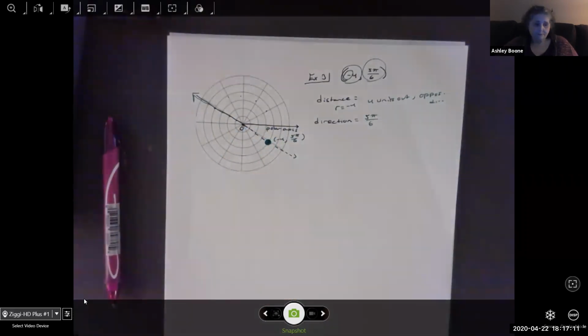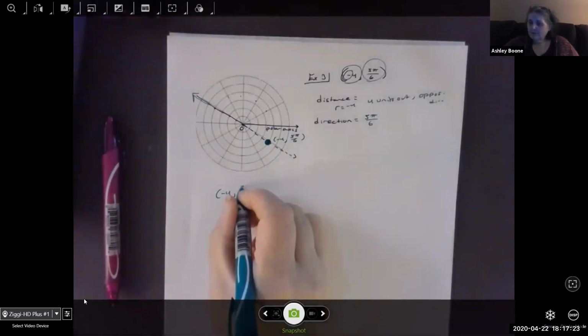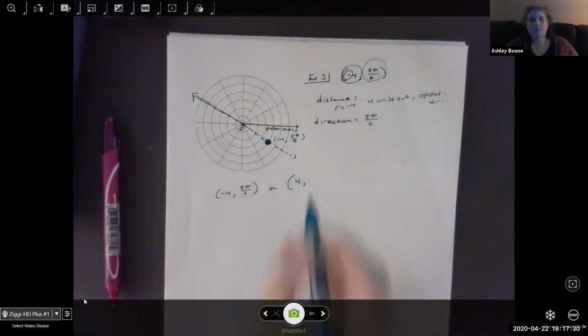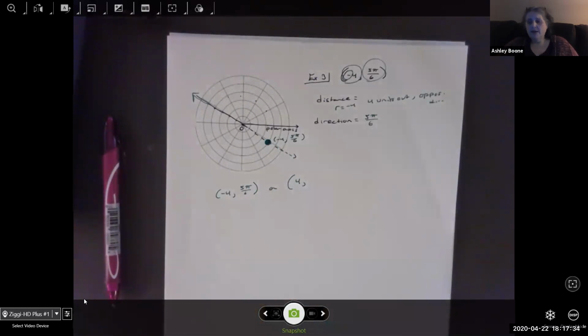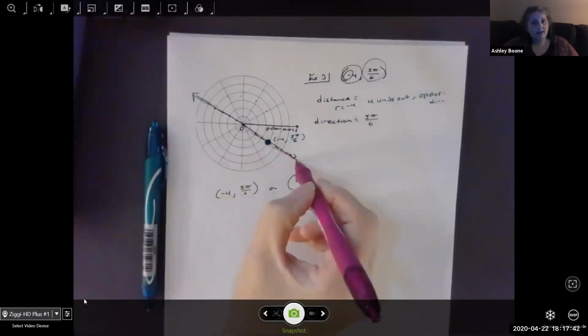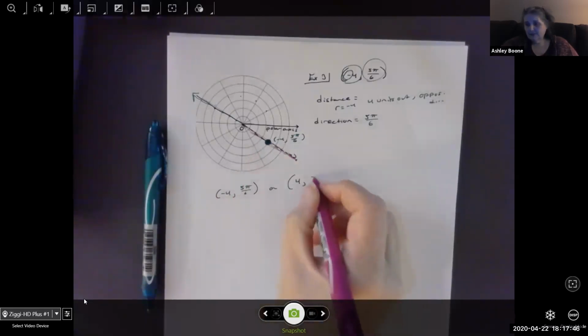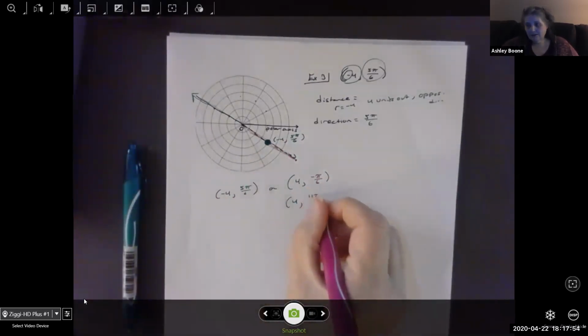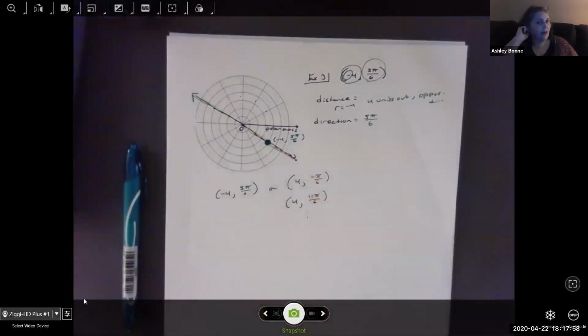Now we know with circles, they go round and round and round. You have all kinds of coterminal angles, right? We could think of this a lot of ways. This point, negative 4 and 5 pi over 6. Think about another way we could write this. What if I want that to be a positive 4 instead of a negative 4? That means my terminating side would have needed to be right here. Okay? So think about that. I could write that terminating side as a negative pi over 6, or I could write that terminating side as an 11 pi over 6. There are infinitely many ways to write these polar coordinates because there are infinitely many ways to write an angle. We have all kinds of coterminal angles.